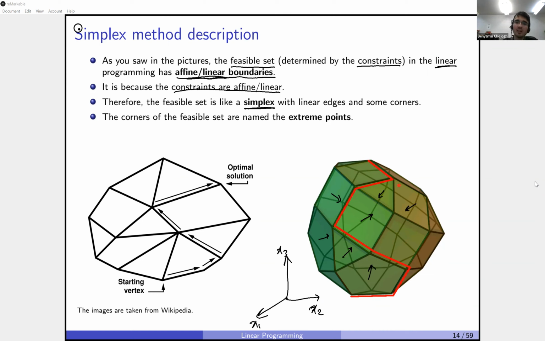Therefore, we call it also a simplex. And as we discussed, because the cost is also linear, some linear cost or objective function, the solution is on one of the vertices or one of the extreme points of this simplex. Therefore, one of these that I'm highlighting is the solution, the argmin or argmax.